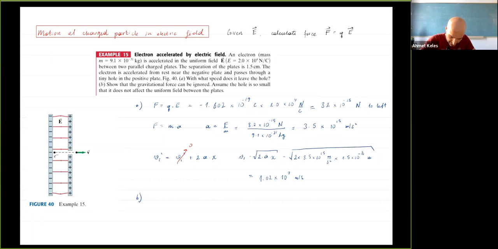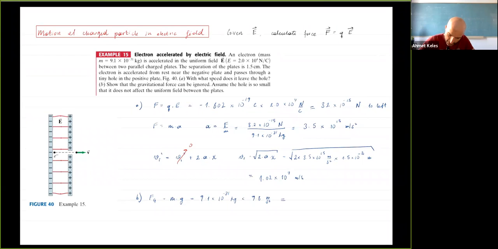Let me do that just for comparison's sake. So Fg is equal to m times g, which is going to be equal to 9.1 times 10 to the minus 31 kilogram times g, which is 9.8 meter per second square. And if you multiply these numbers, let's do that.